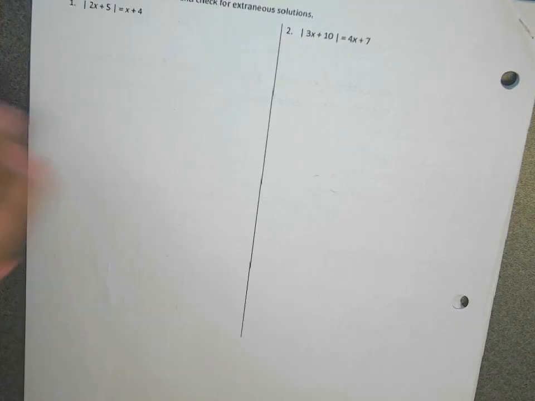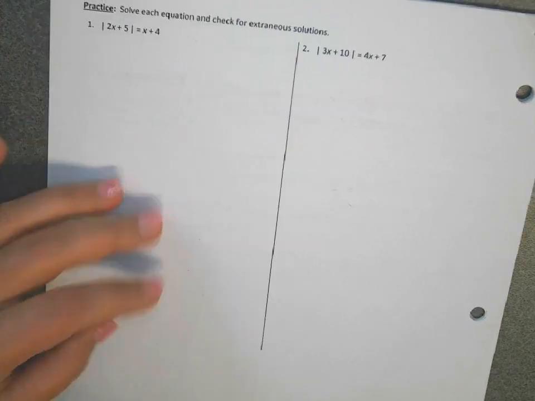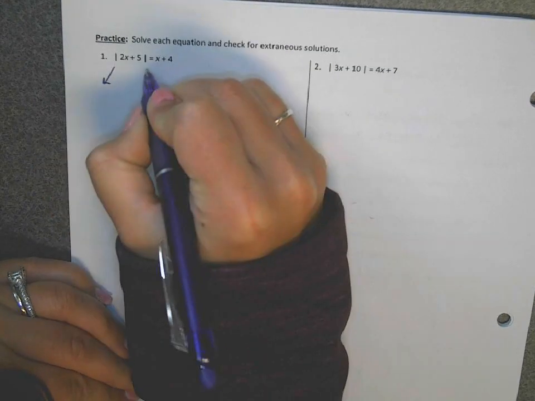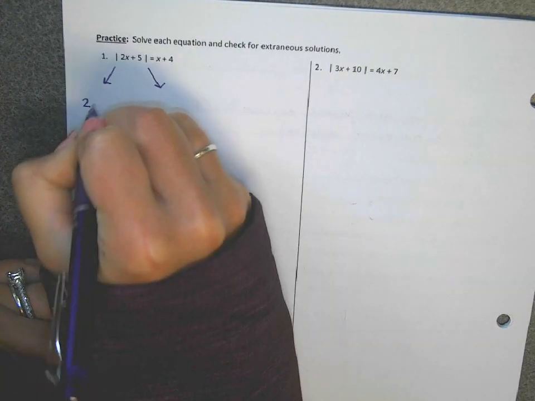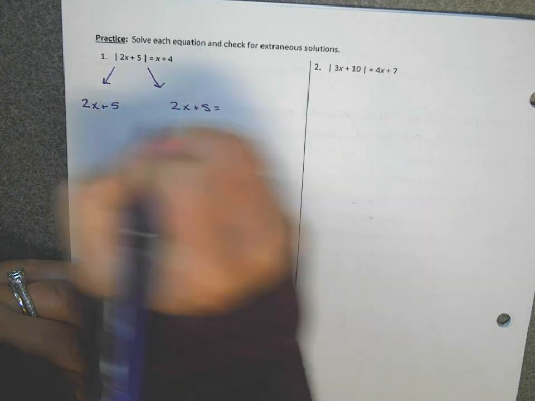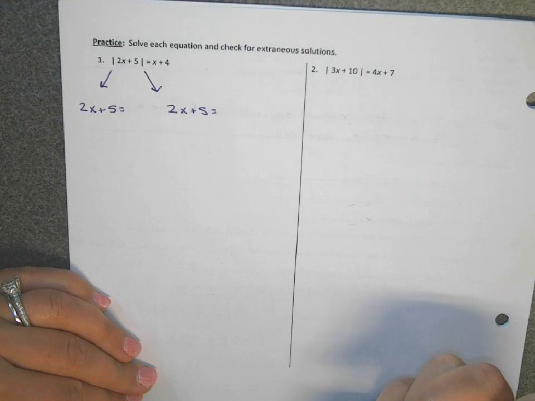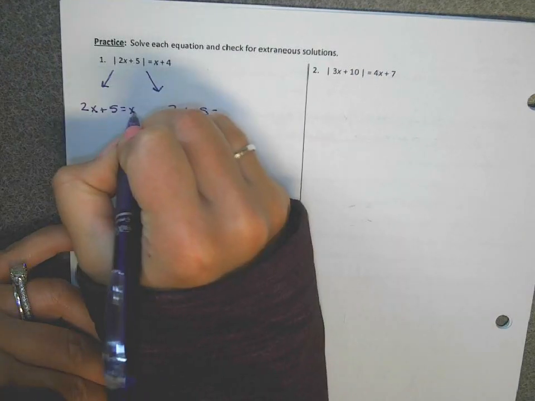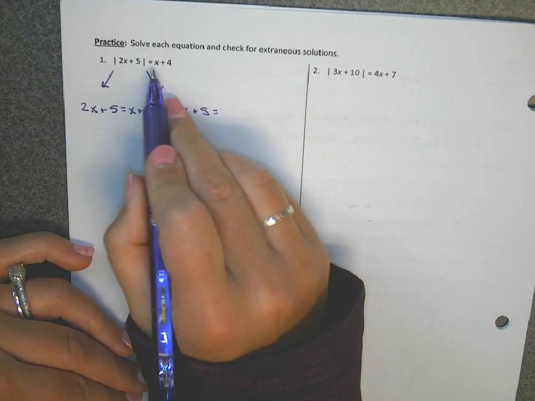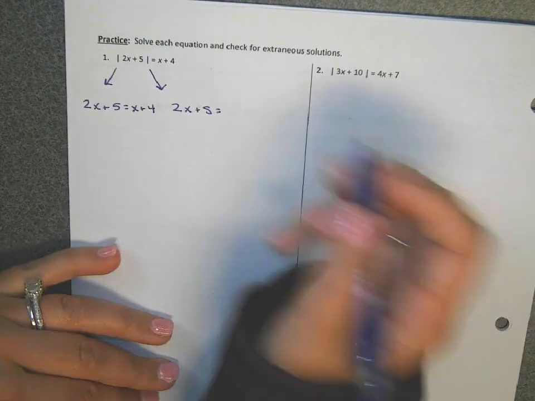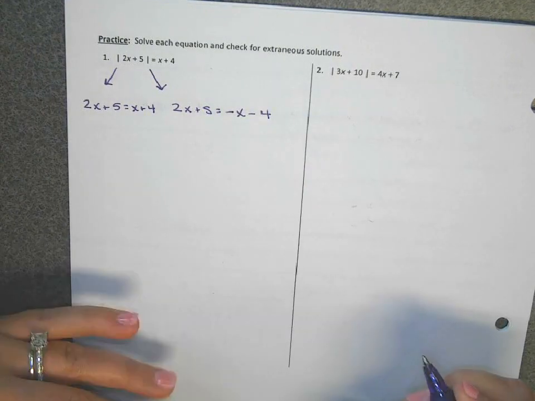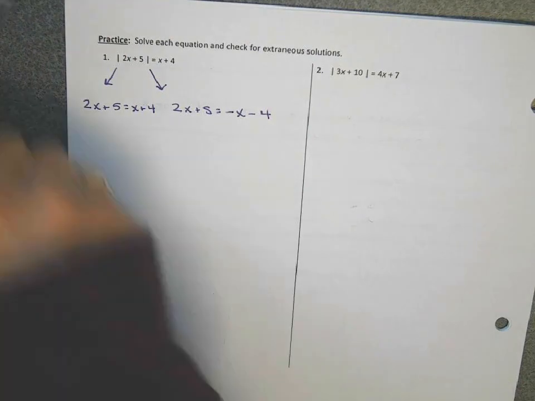Okay, so these 2 examples here. The absolute value bars are alone, so we go ahead and we break it up. The left side stays the same. The right side, one of them stays the original, and one of them is going to be the opposite. So what's the opposite of x plus 4? Negative x minus 4. You negate both terms, or you make the opposite of both terms. We solve both of these.